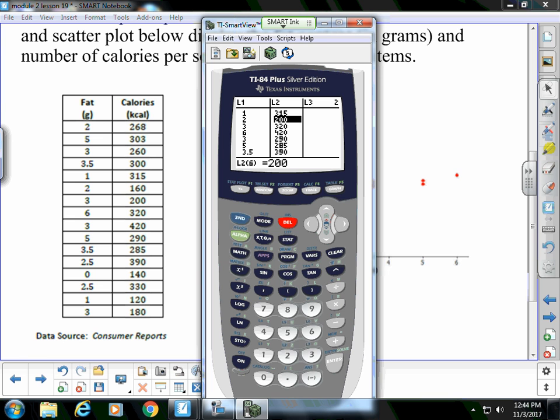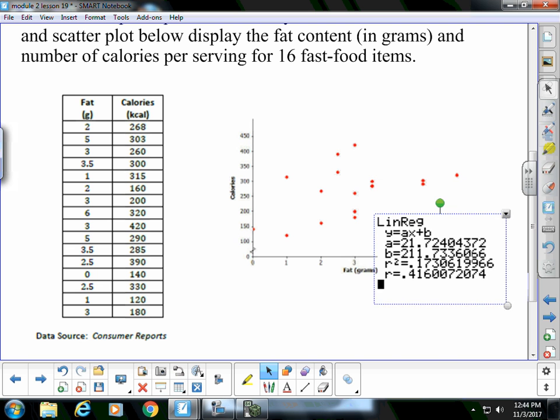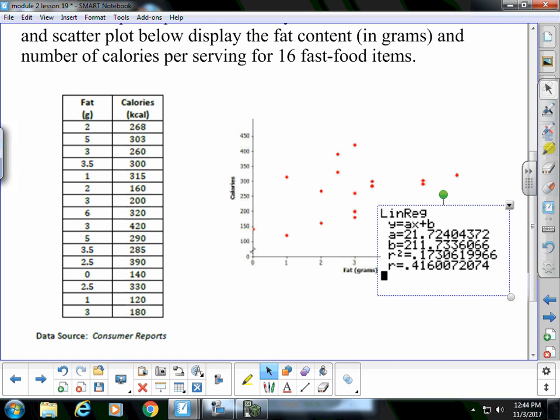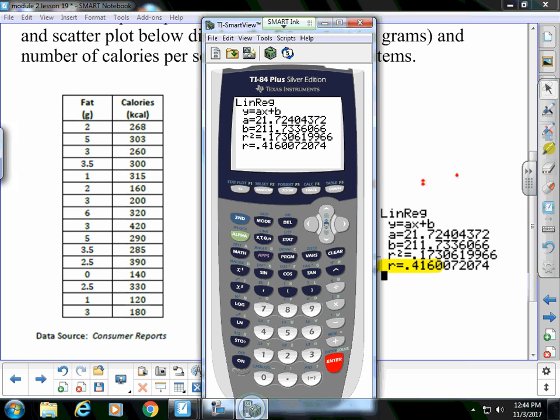Okay. So I'm going to quit. I'm going to act like I'm calculating my equation, number 4. And I get this R value. Well, I thought it would be a lot stronger than that. I wonder if I had my numbers in the right order. Trying to do this one faster.